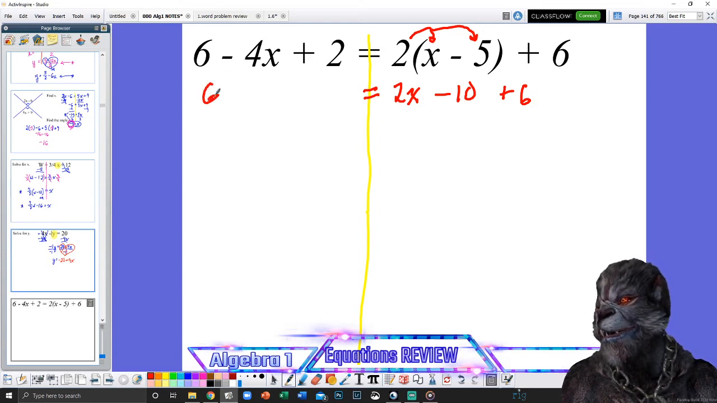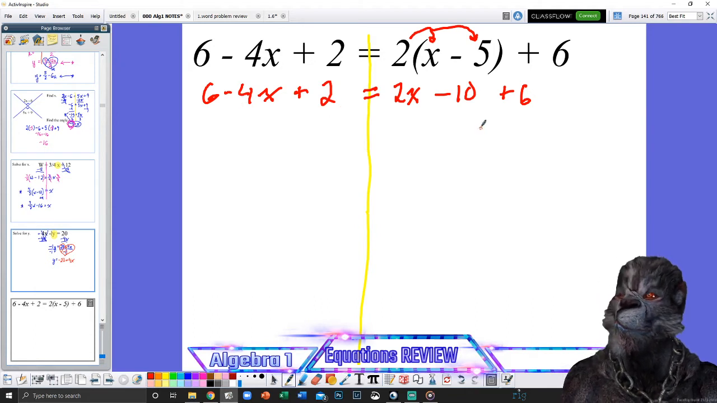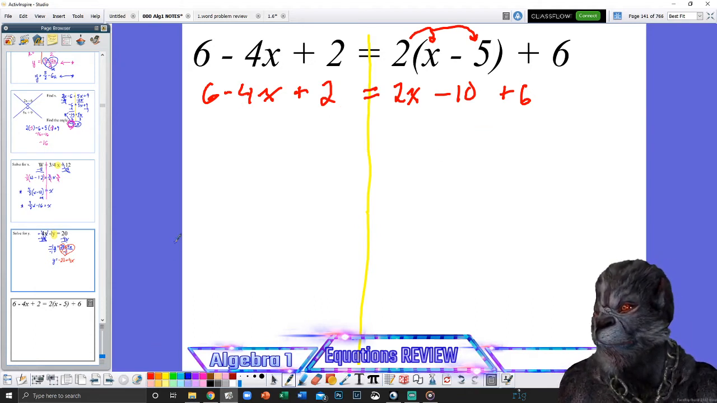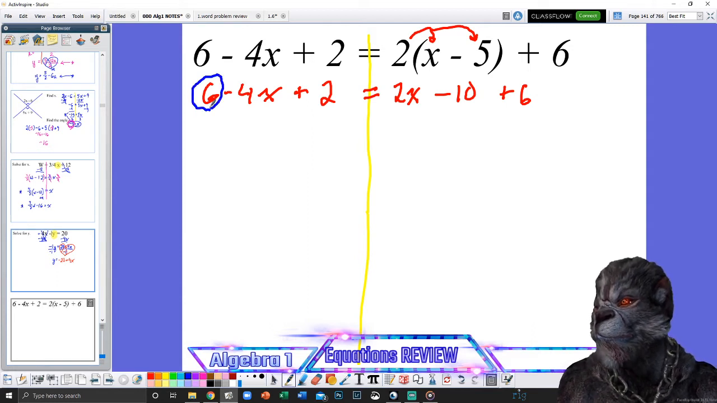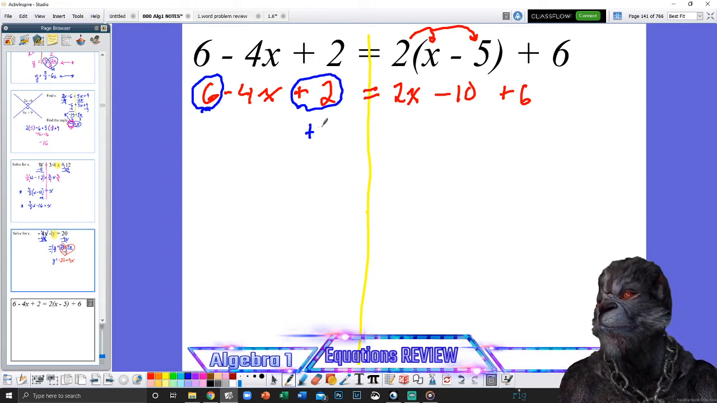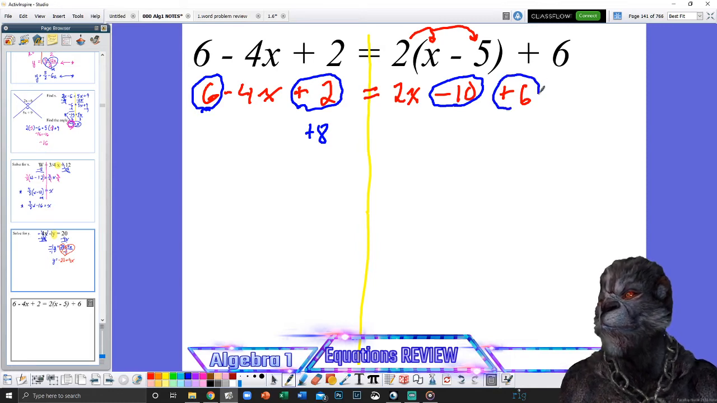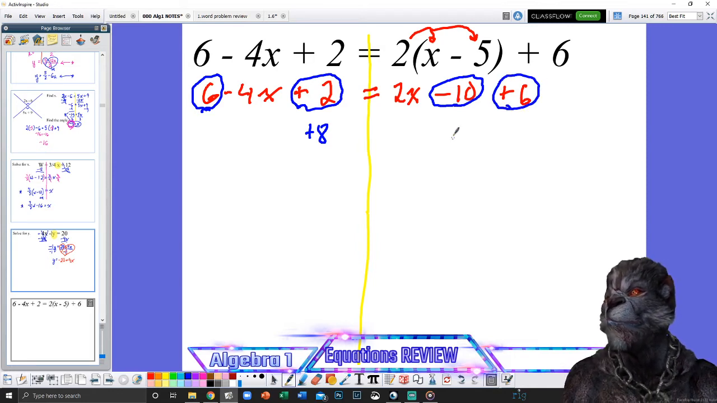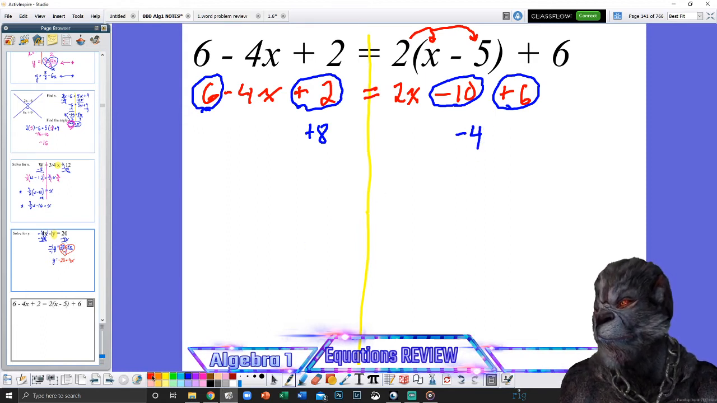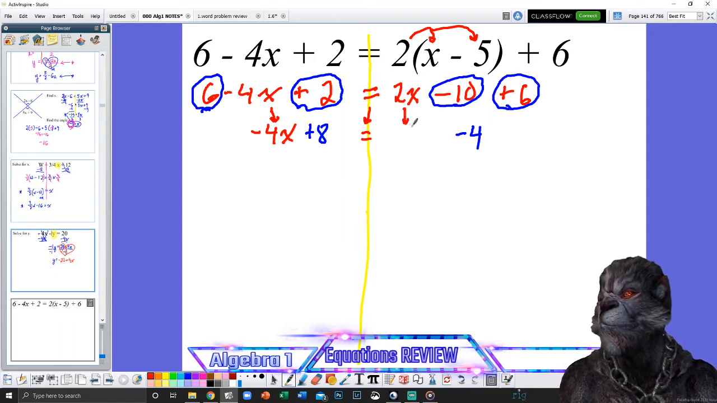And you know what? I'm just going to copy all of this. Okay, so I copied everything else. My next step is to notice that there are lonely numbers together on the same side. 6 plus 2, that gives me 8. Over here, I also have 2 numbers together. Negative 10 plus 6 is negative 4. Now I copy everything else, so minus 4x. Okay, so I'm just copying. Equals, I copied that. 2x, I'm going to copy that.